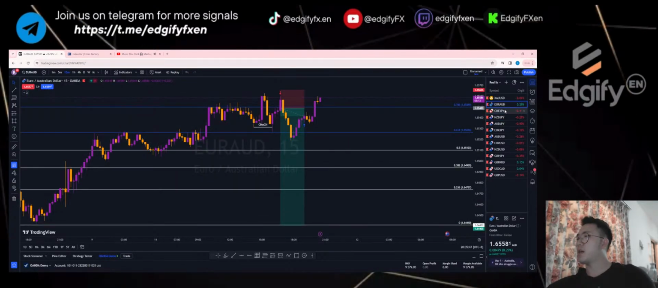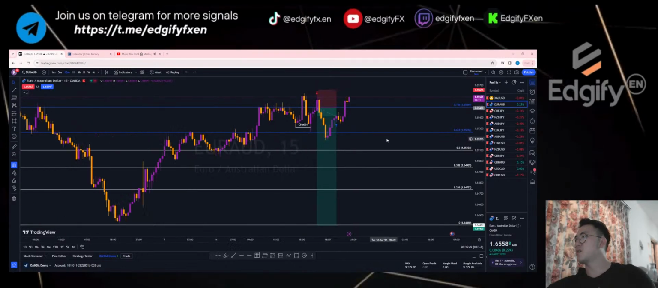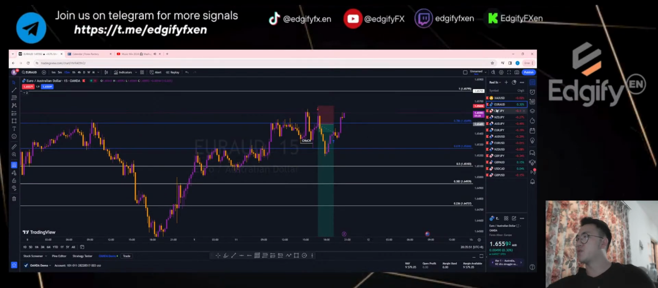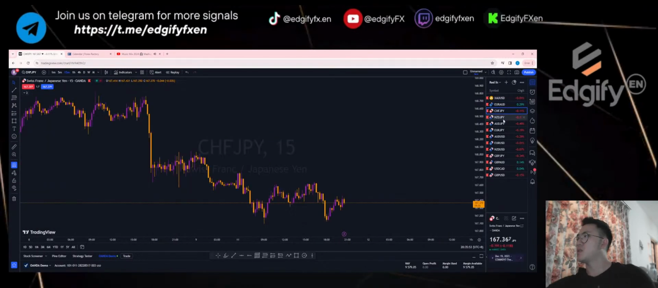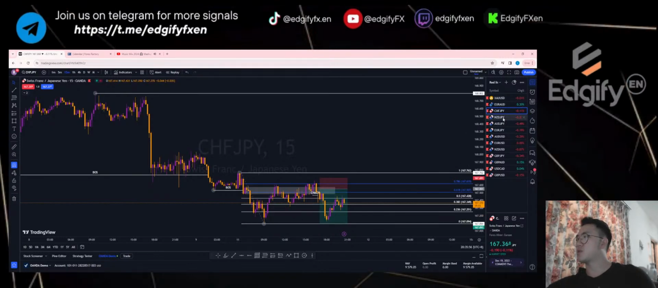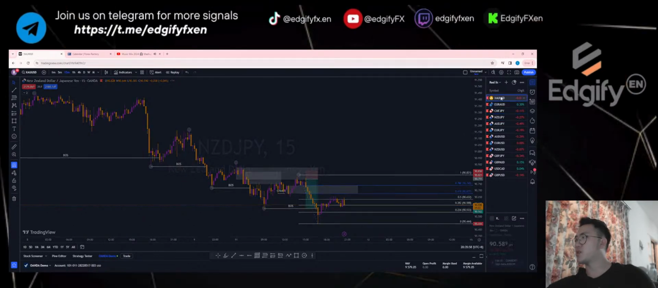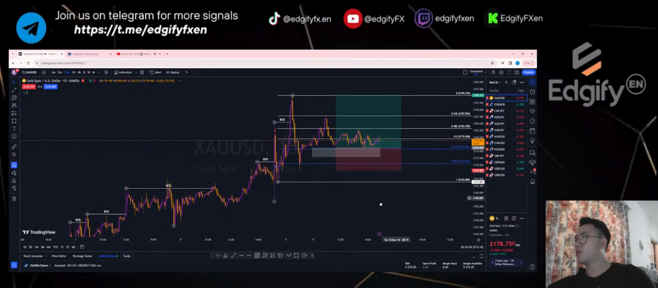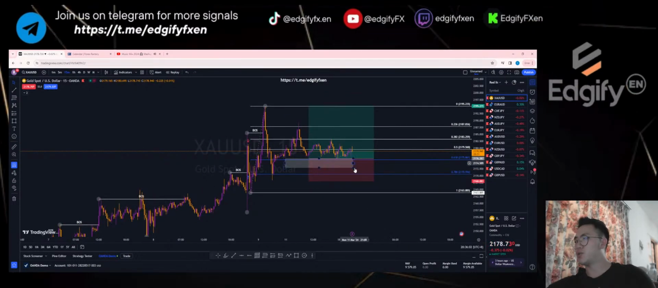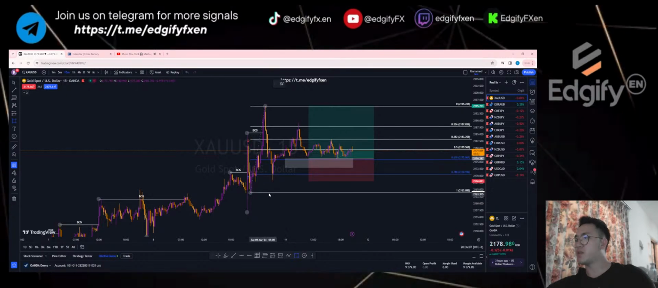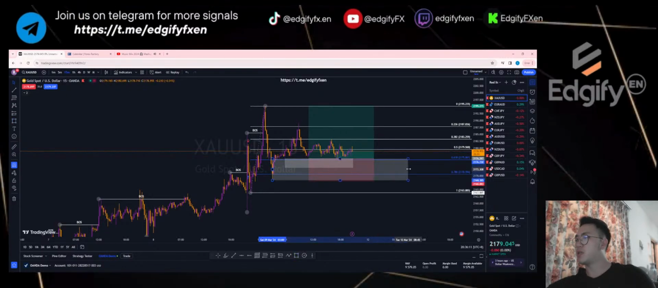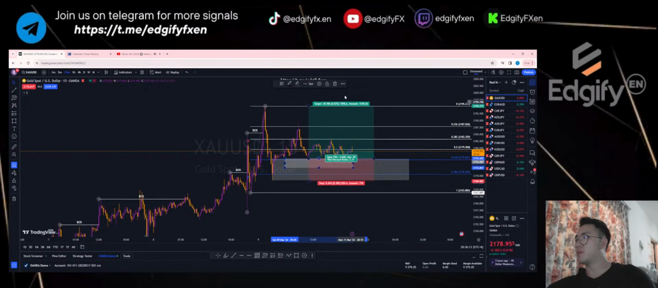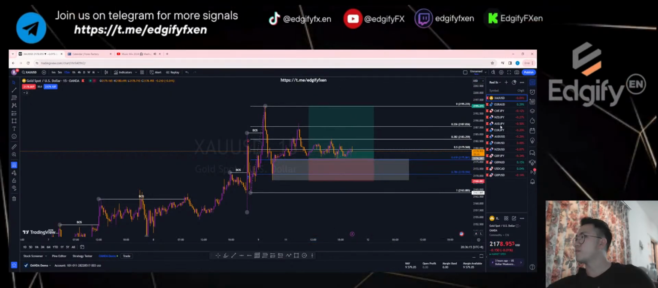So Euro AUD, I have a short done already. If a possible entry comes again, we might be taking it. CHF JPY as well, I'm looking for shorts. NZD JPY, I'm looking for shorts. As for gold, I'll be looking to take a buy as soon as price steps into my lower demand area. As soon as price steps in, then I'll be looking for a buy in my demand area. So this is the first step in.